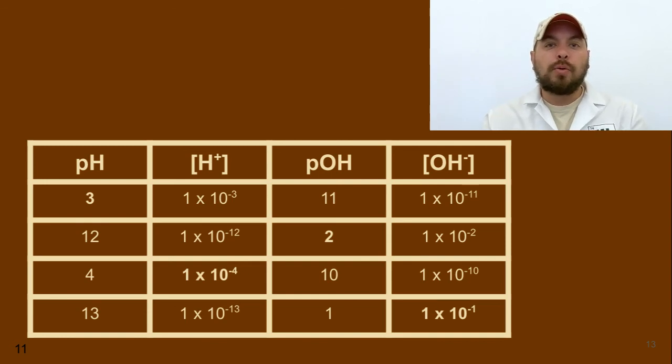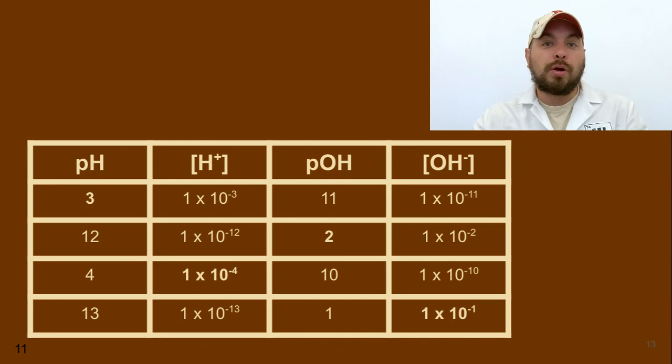In the second row, I'm given the pOH. I can use the pOH to find pH quickly. So if the pOH is 2, the pH is 12. Therefore, the concentration of hydroxide from the pOH is 1 times 10 to the negative 2nd, and the concentration of H plus would be 1 times 10 to the negative 12th.